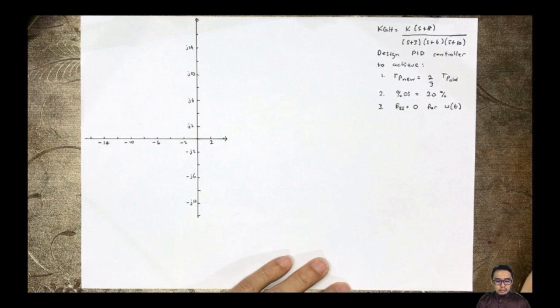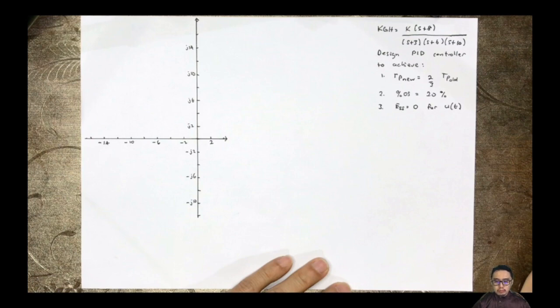So we will continue in this video on the example on how to design a PID controller as suggested from the textbook. I'm using the NISE 4th edition Control Systems textbook. This is example 9.5. In this example, we have a system that is stable.